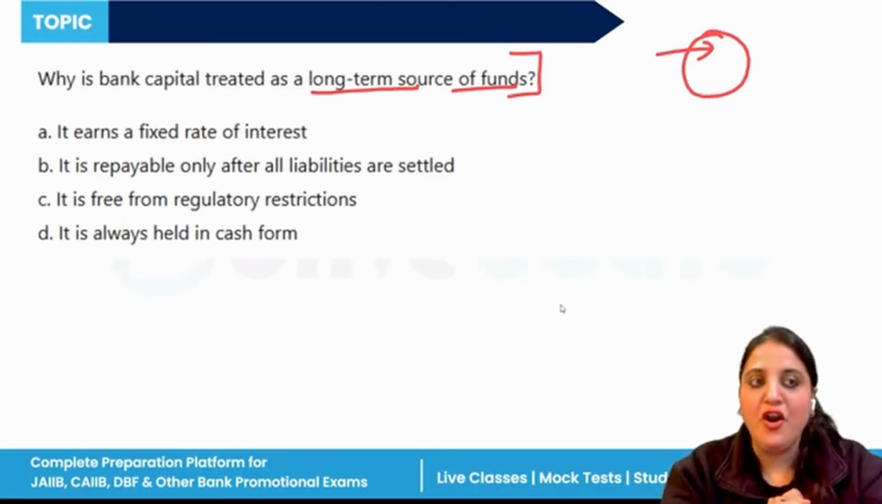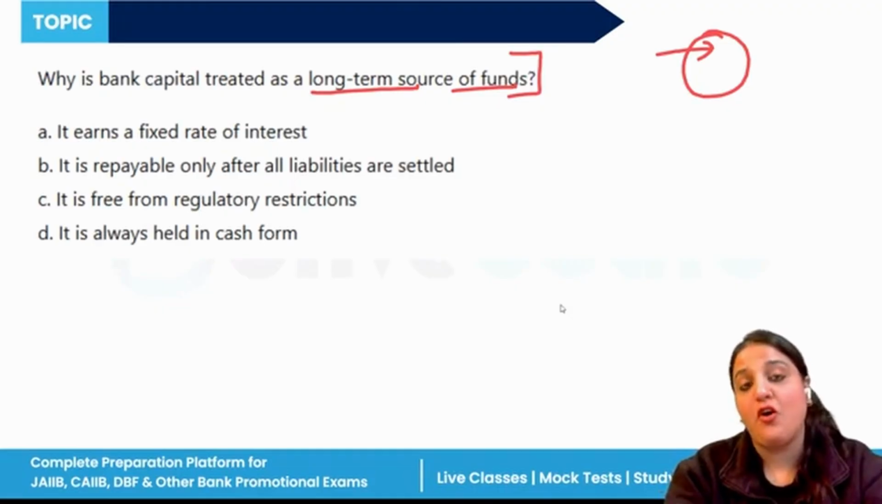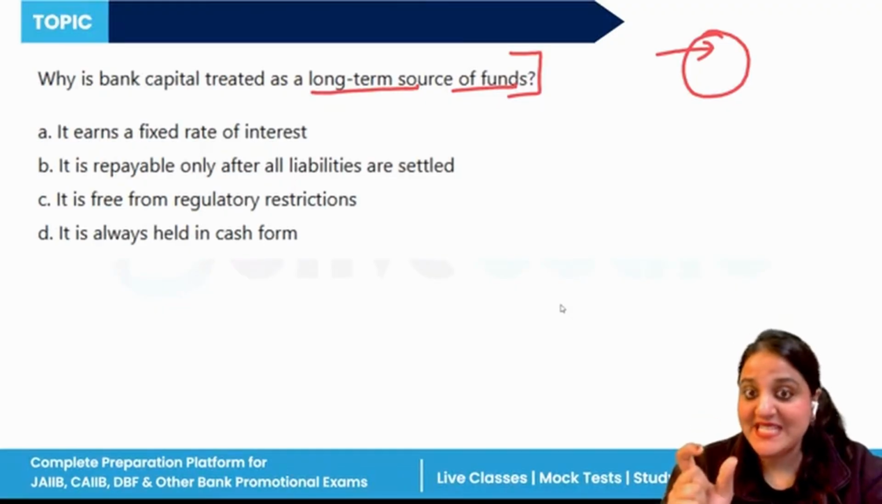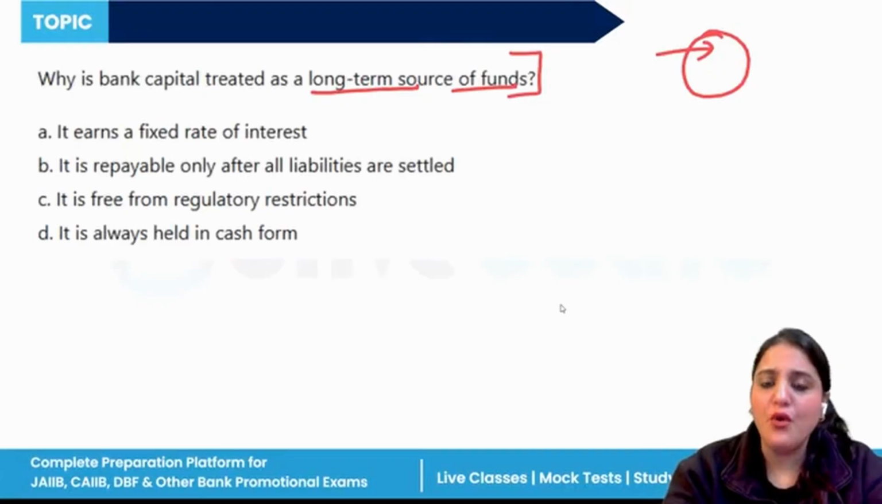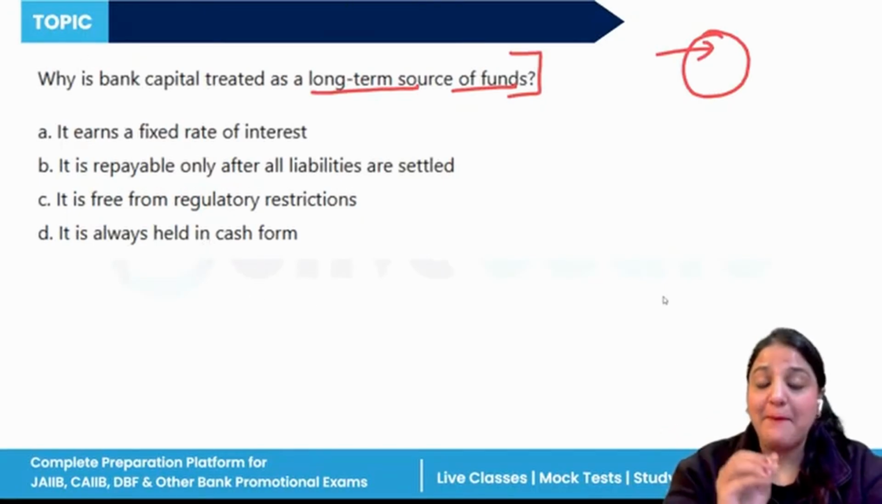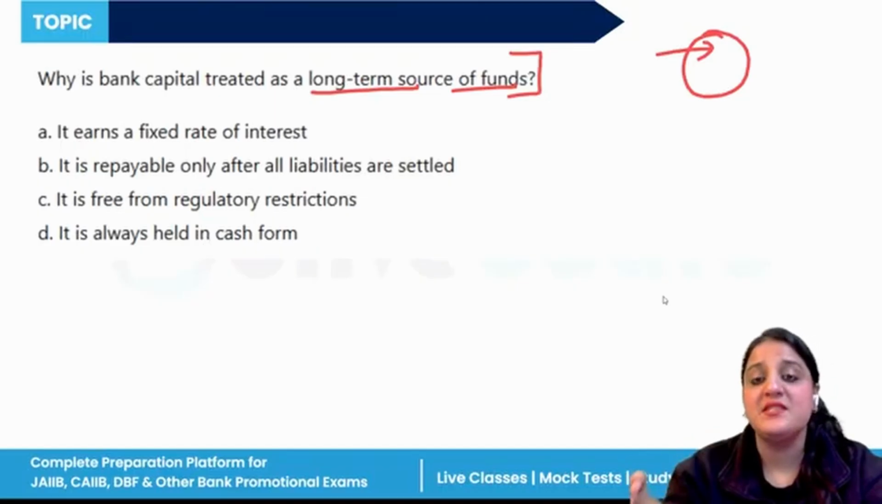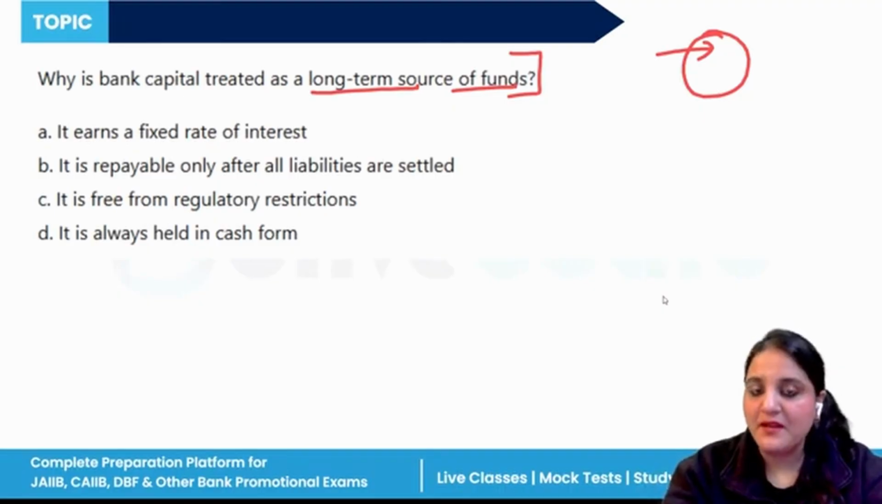Think of capital as the shock absorber of the bank. When the road is smooth, that means profit, no one notices it. When the road is rough, losses are there, and capital protects the depositors as well as creditors. So capital represents the owner's stake and a long-term source of funds. It is not repayable like deposits and it absorbs the losses first.